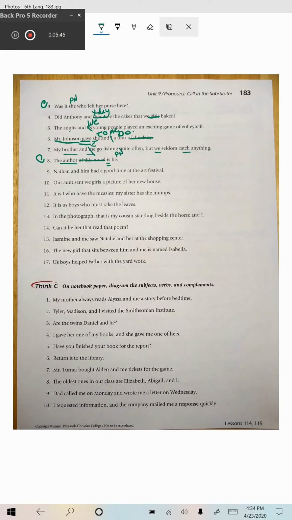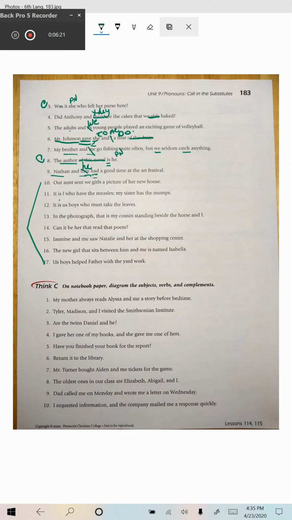I'll do one more with you and let you do the rest. Nathan and him had a good time at the art festival. Okay, guess what? This is how we often say it. But guess what? It's wrong. And why? Because Nathan and him are both the subject, right? They had a good time, okay? So they're subject. So you need a nominative case. Him is not nominative case, it's objective case. You need he. All right? So you're going to do 10 through 17 on your own.